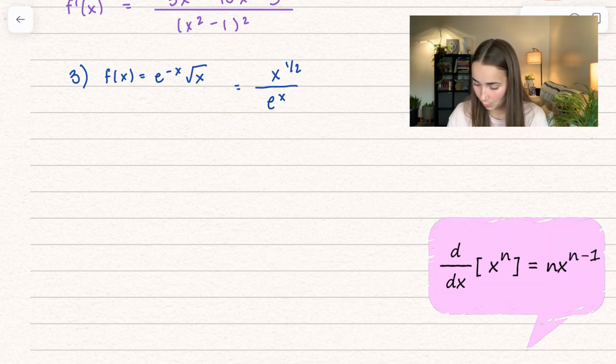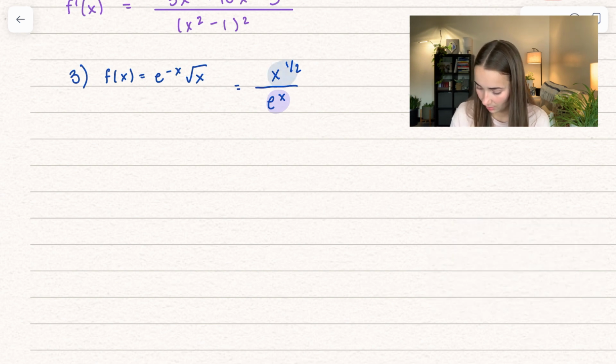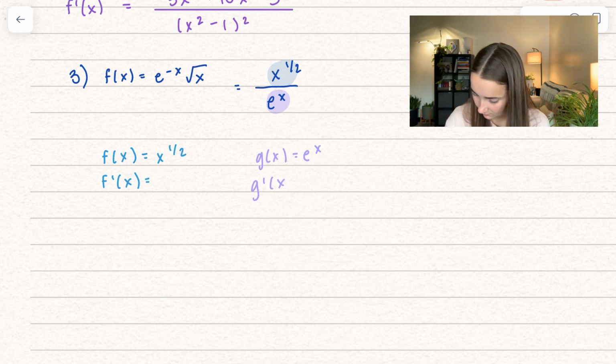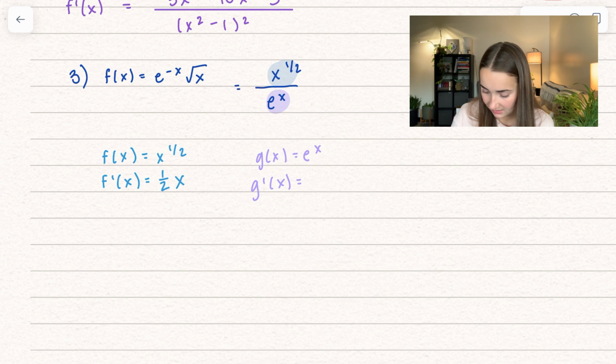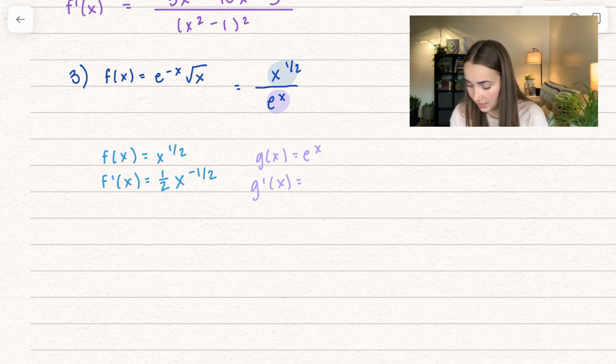And now I also have a quotient. So e to the x is my bottom function, x to the 1/2 is my top function. Alrighty, let's go ahead and find these derivatives. So the derivative of f of x is going to be 1/2 x to the negative 1/2. I just subtracted 1 from the exponent, so 1/2 minus 1 is negative 1/2. And now let's look at our e to the x, and we know the derivative of e to the x is just going to be itself, e to the x.